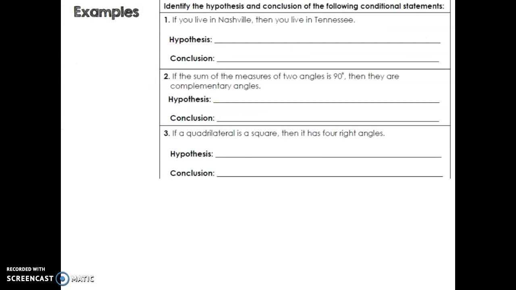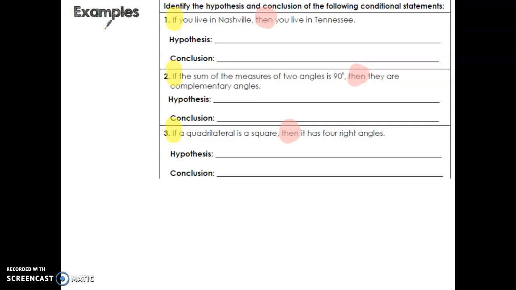Let's look at some examples. Example number one: identify the hypothesis and conclusion of the following conditional statements. I know that my two key words are if and then. So I'm always going to highlight all my ifs, then do all my thens in another color. You can grab markers from the blue box at the back table, or you can just box them on your own paper if you'd like.